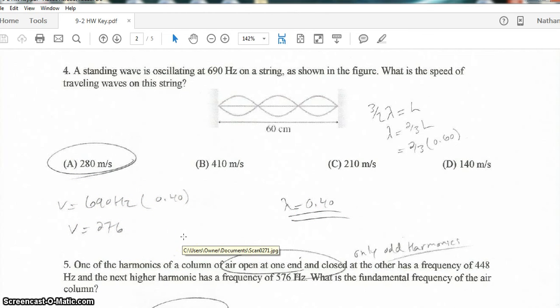So it's just multiplying the two, which actually gives me 276, but based on the answers they give me, 280 is the best answer for them.